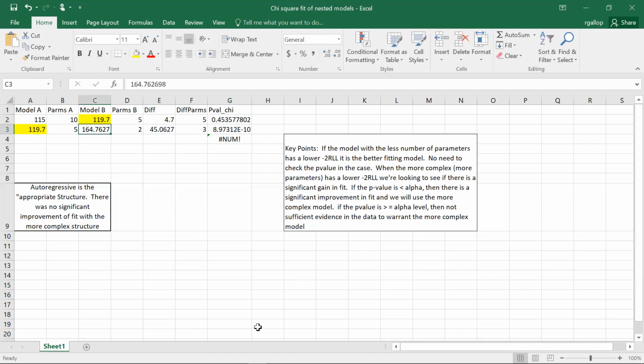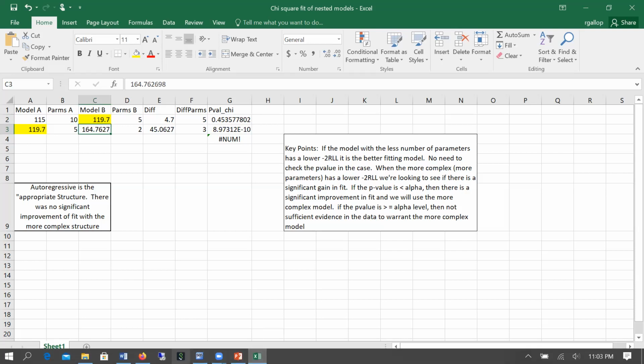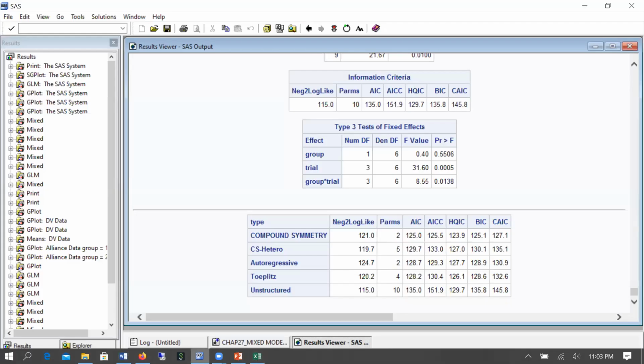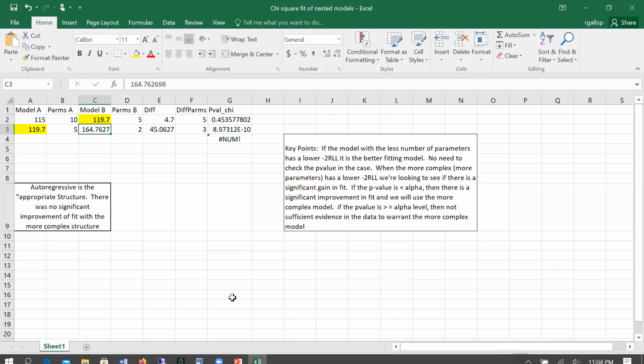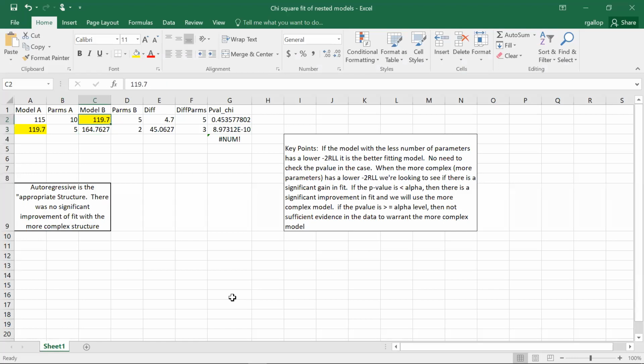I'm going to compare this to the next most complex variance covariance matrix. So in this case, I'll do the Toeplitz, which is 120.2 with 4 parameters. So I'm at 120.2 with 2 degrees of freedom.